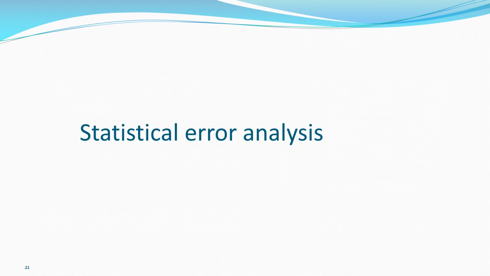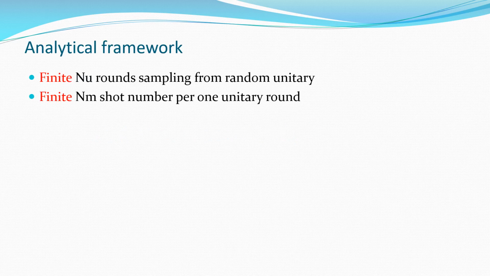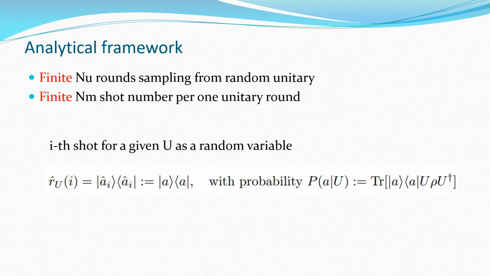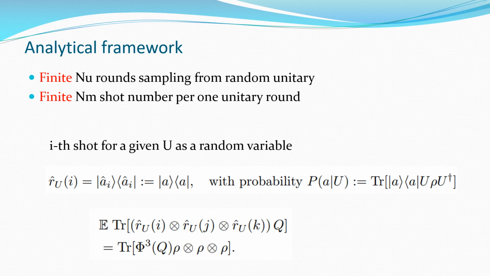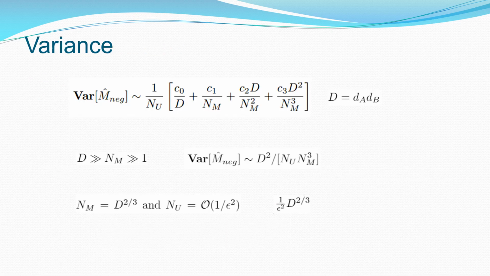Then we discuss the statistical error of our protocol. In fact, the statistical error comes from two sources. The first is that we do finite N_U sampling from the random unitary. The second is that for every unitary U sampled from the random ensemble, we do finite measurements N_M per unitary. We give an analytical framework to analyze the variance by constructing some unbiased estimators for our observables. And we found an analytical result for the asymptotic limit.